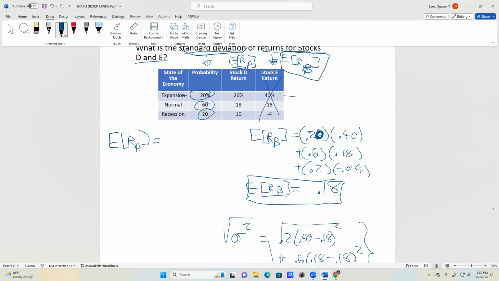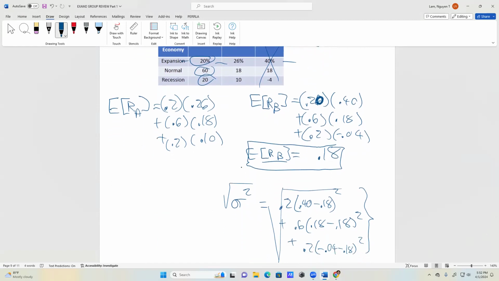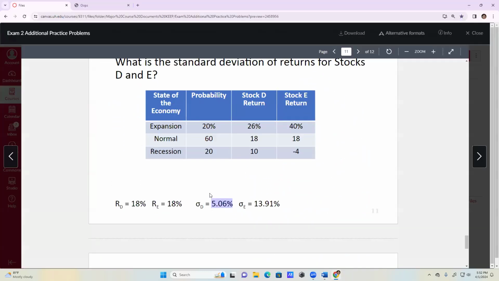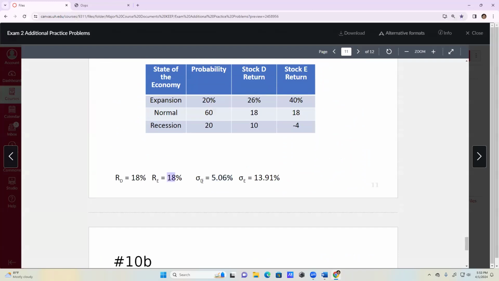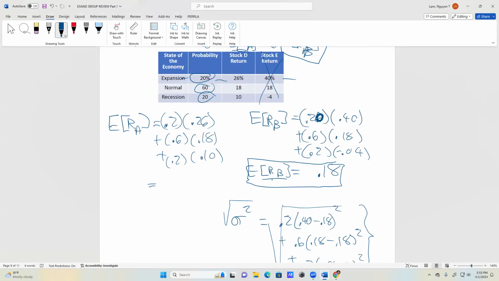ERA equals probability multiplied with the thing next to it: 0.20 times 0.26 plus 0.60 multiplied by 0.18 plus 0.20 multiplied by 0.10. Okay, and if we add them up, let's see, we would get, oh, wow. Also 18%. I don't know how that happened, but okay. 18% for the ERA. All right, perfect.